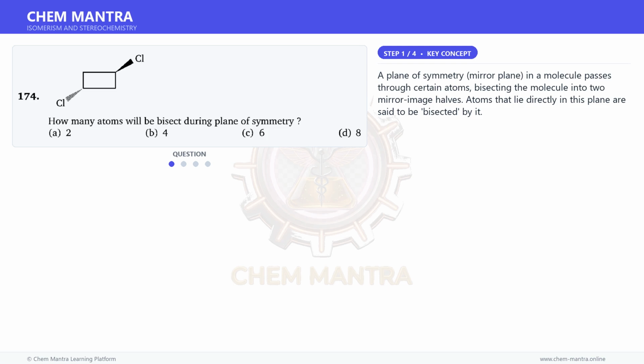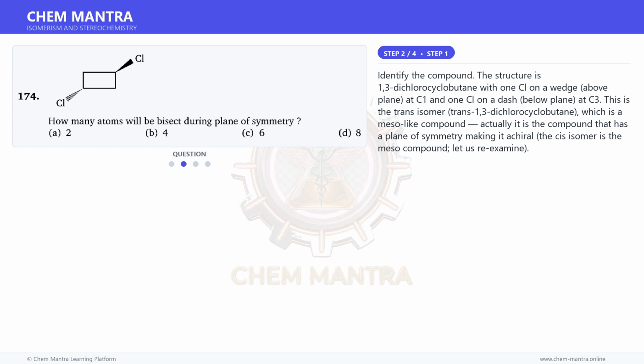A plane of symmetry, or mirror plane, in a molecule passes through certain atoms, bisecting the molecule into two mirror image halves. Atoms that lie directly in this plane are said to be bisected by it. Moving on to the next step.